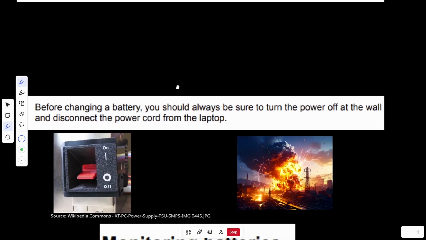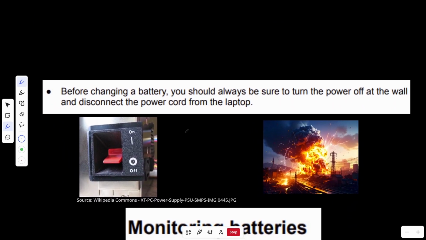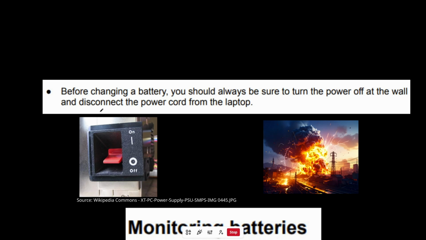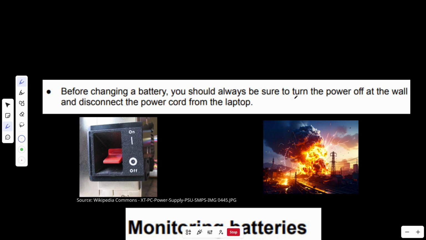Now, this one's pretty self-explanatory. I really shouldn't have to tell you this, but for the sake of prepping you for your exam, I do. Before changing your battery, you should always be sure to turn off the power, both at the wall, and disconnect the power cord from the laptop. You also want to turn the laptop off as well.